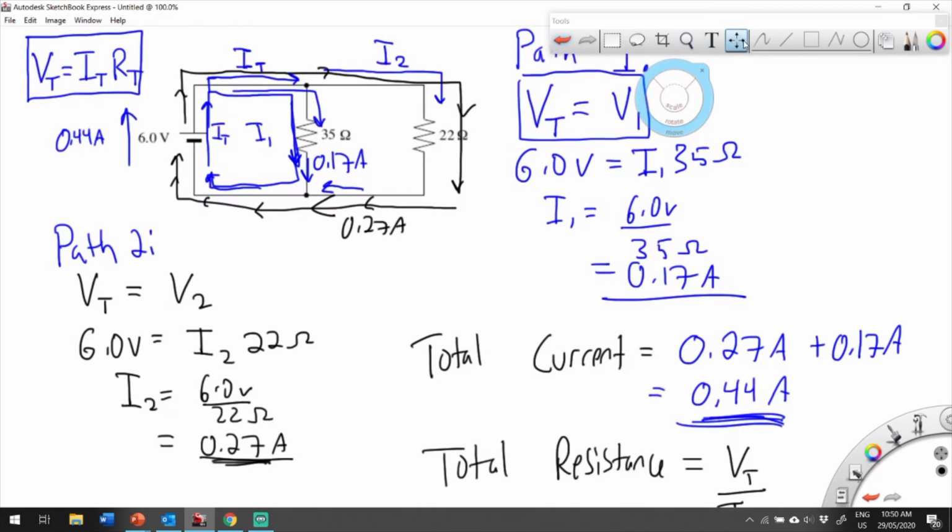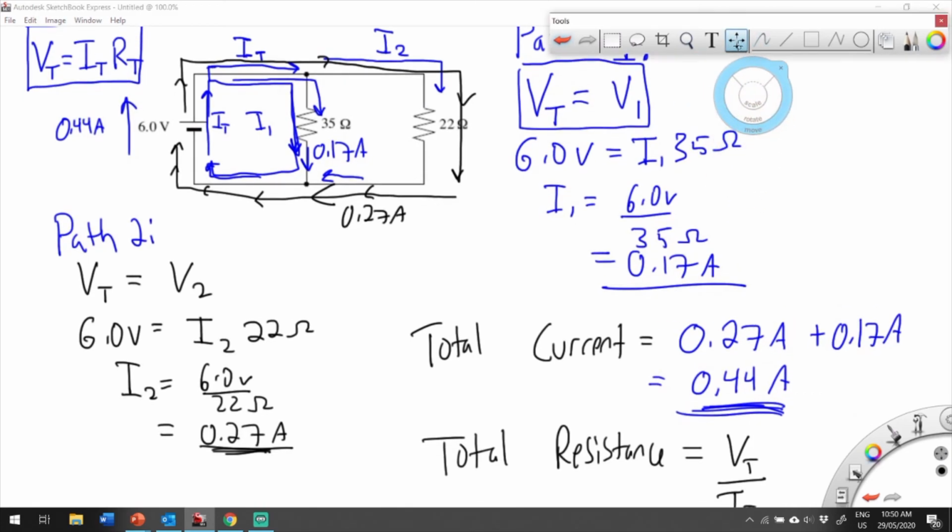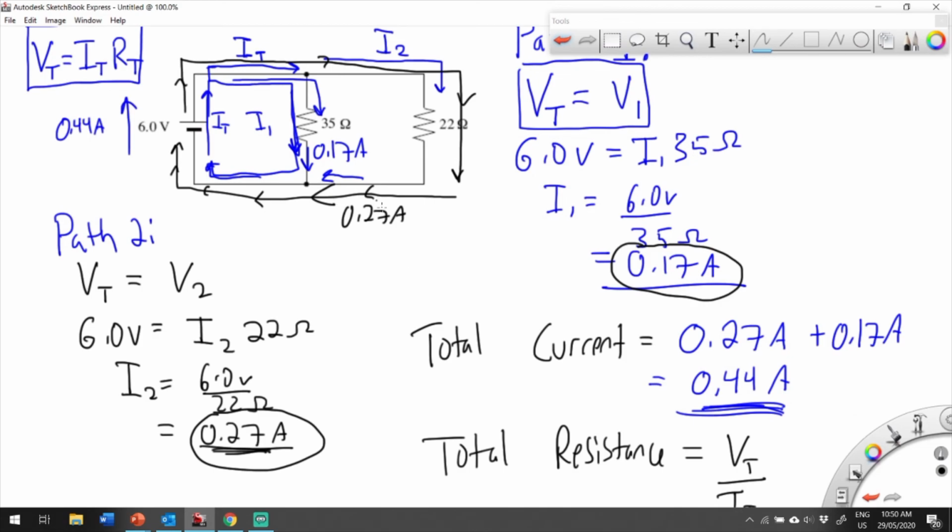Now, if you're unsure whether you're doing things correctly, you can compare the current in each path. Generally speaking, if you have a lower resistance in that path, you'll have a higher current. So here, for example, we've got a 22 ohm resistance and it has a current of 0.27 amps. Here we've got a 35 ohm resistor and it has a current of 0.17 amps. And that makes sense because higher resistance leads to lower current. Lower resistance leads to higher current.